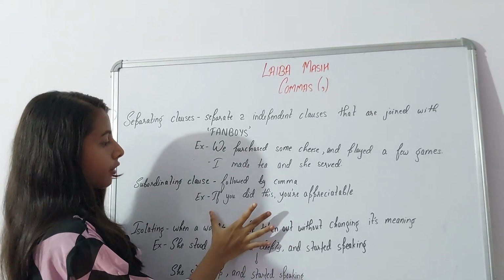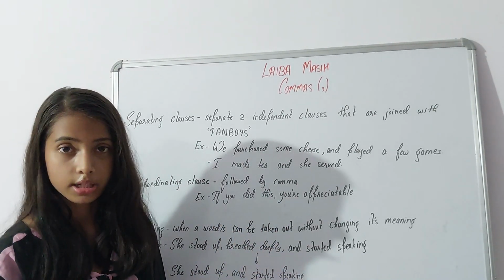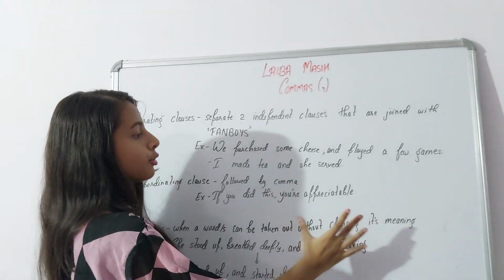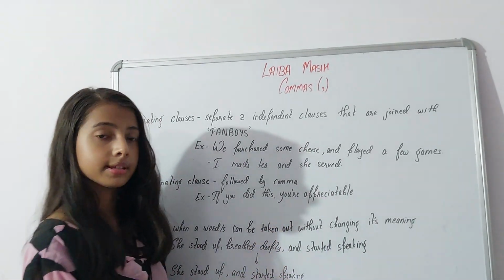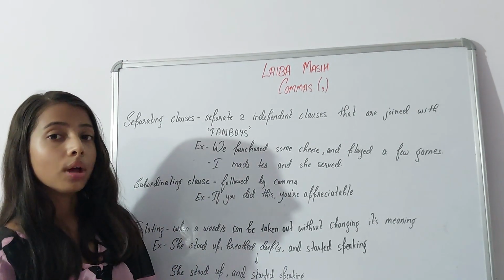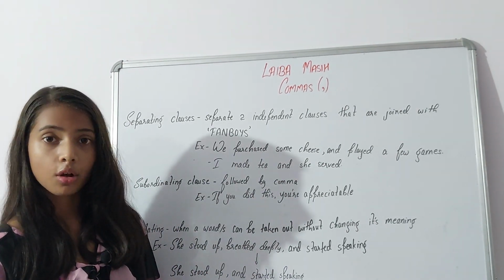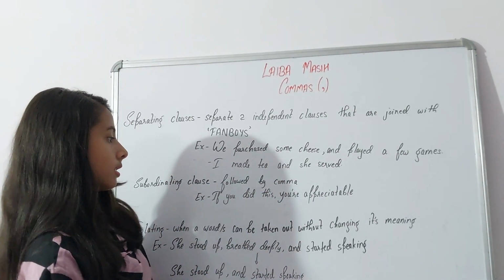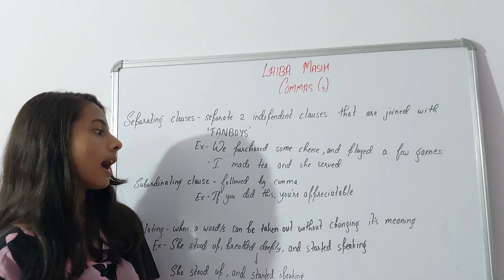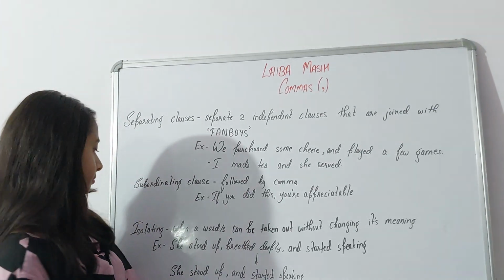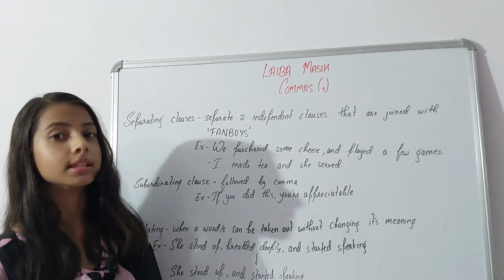So here, "if you did this" is a subordinating clause and "you're appreciable" is another clause, and before it we are using a comma because, as it is given over here, when a sentence begins with a subordinating clause, a comma follows it. So here it is given, if you did this, a subordinating clause followed by a comma, and then you're appreciable.